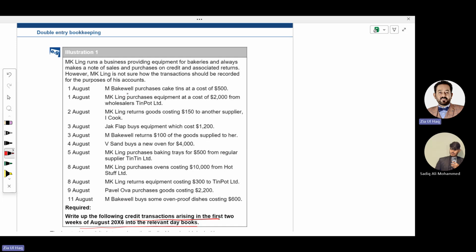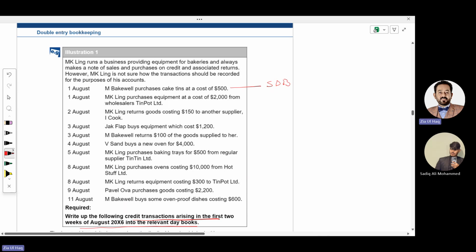Mr. Baker, this business... This Victor is a customer who purchased goods from MK Link. So this will be recorded in the sale day book.